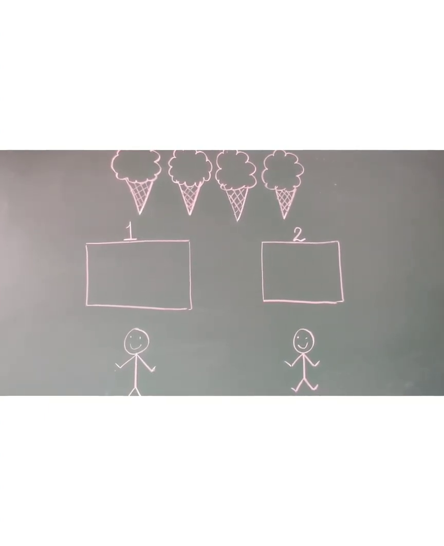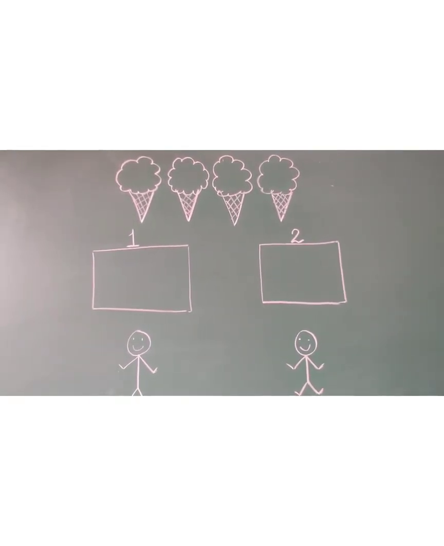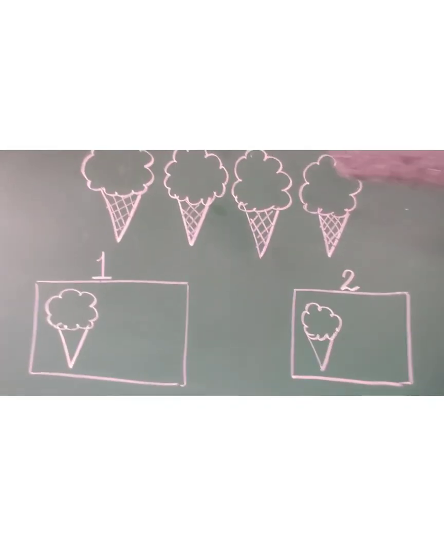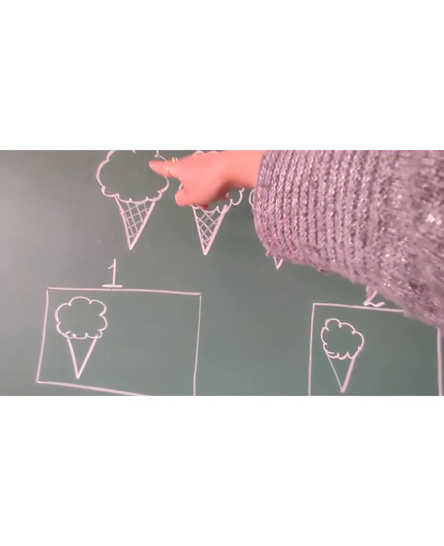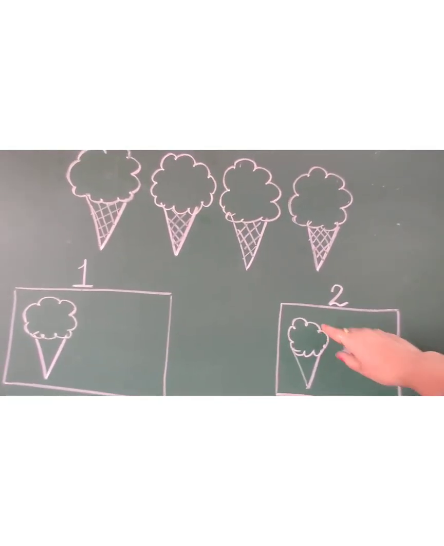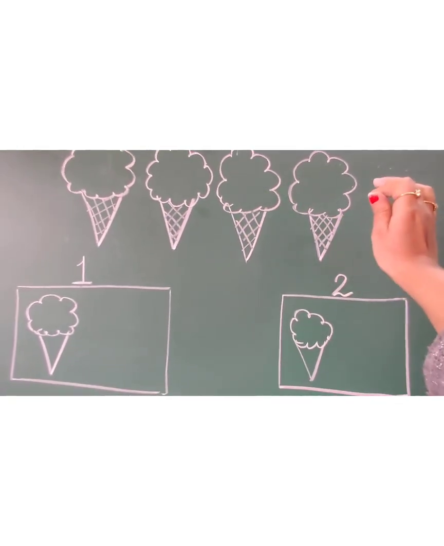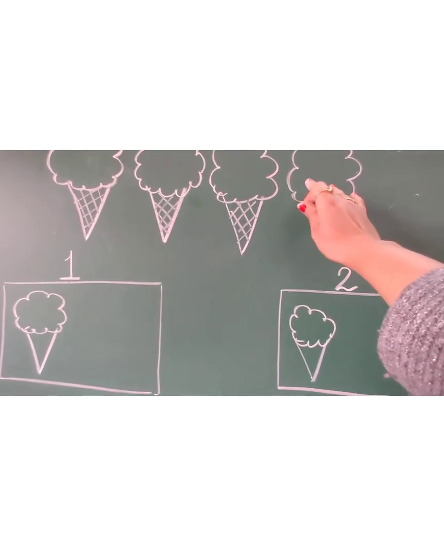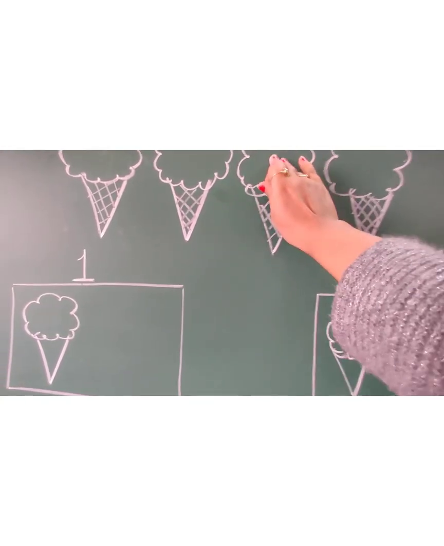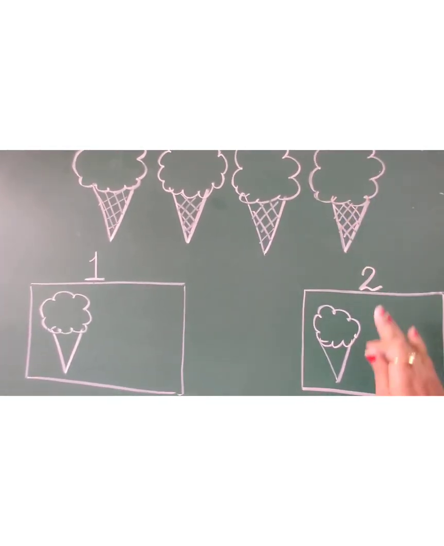So, what are we going to do? Let's start by giving one ice cream to each group. So children, from these 4 ice creams, I have given 1 ice cream to this group and 1 ice cream to the other group. Now we are left with 2 more ice creams. So we have to divide these ice creams also equally. Again, we are going to give 1 ice cream to this group and this 1 ice cream to the other group.